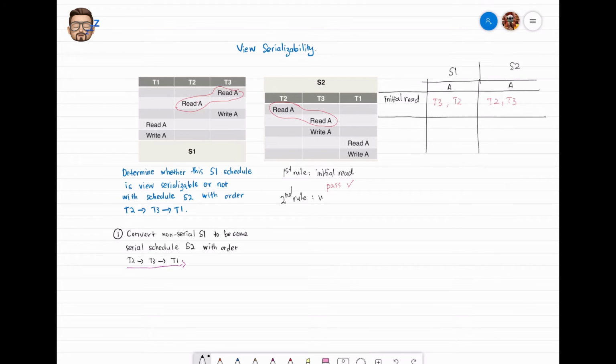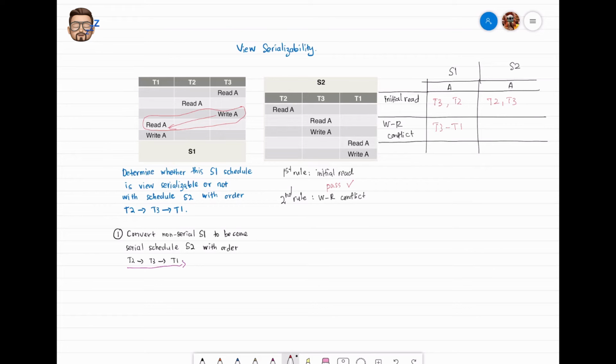Second rule is about the write-read conflict. Okay, the second rule is about write to read conflict. What does it mean here? We need to find the complete write to read operation on A. So if you take a look here, write to read operation on A is complete from T3 to T1. Write to read from T3 to T1.